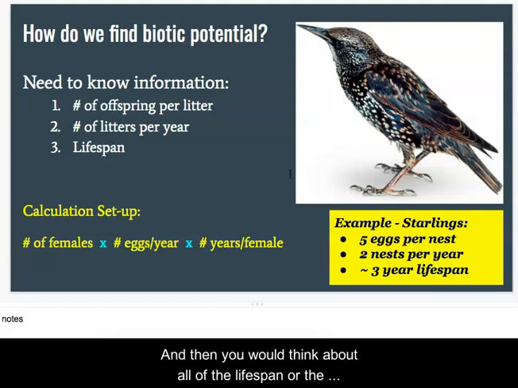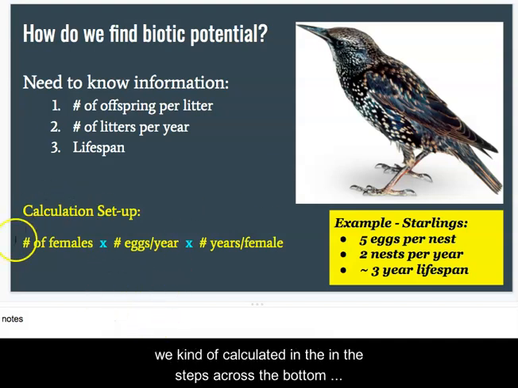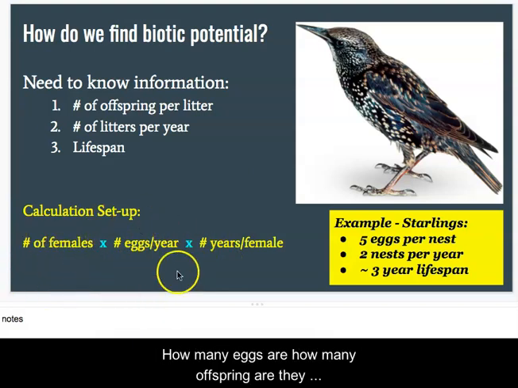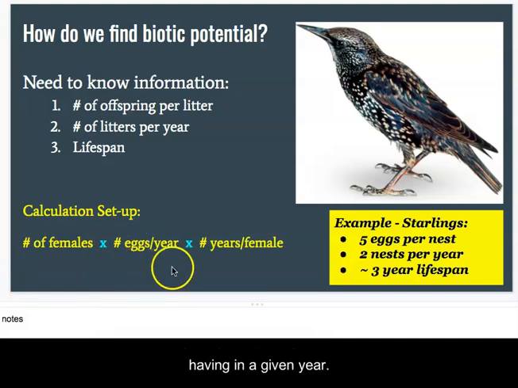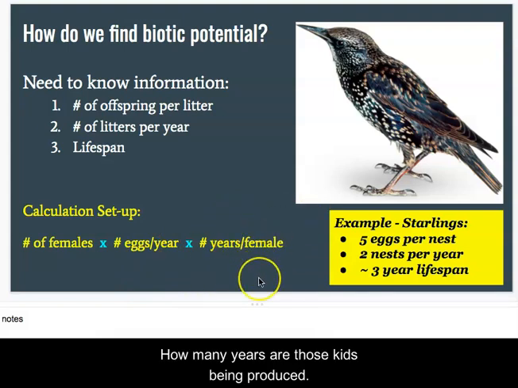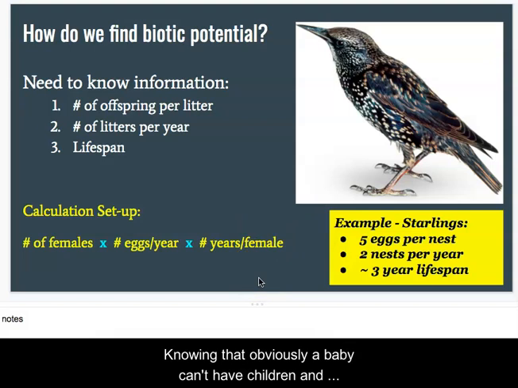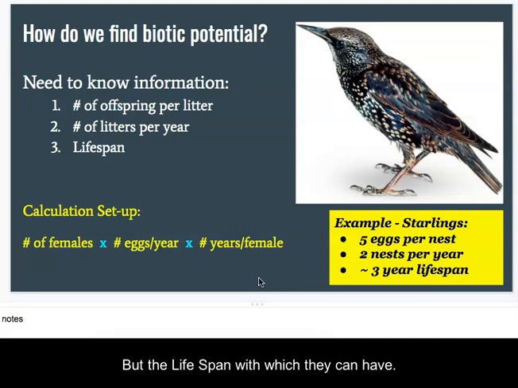And then you would think about all of the lifespan, or the reproductive years, with which an organism can do that. So we calculate it in the steps across the bottom. Number of females: how many females do we have? How many eggs or offspring are they having in a given year? And then how many years are those kids being produced? Obviously a baby can't have children, and the senior citizen animals cannot have children either, but there is a lifespan with which they can have children.